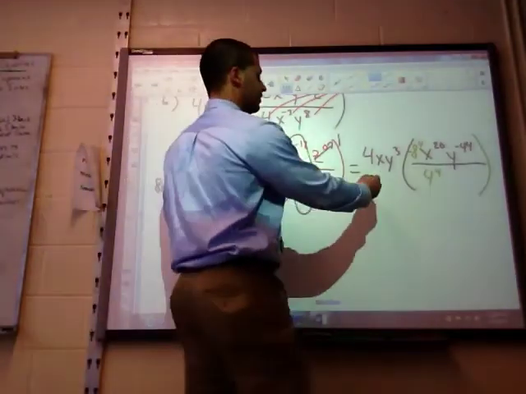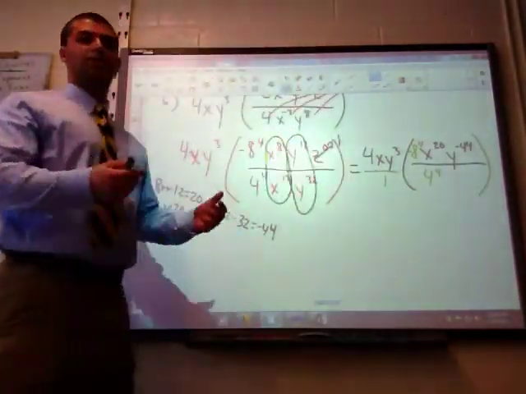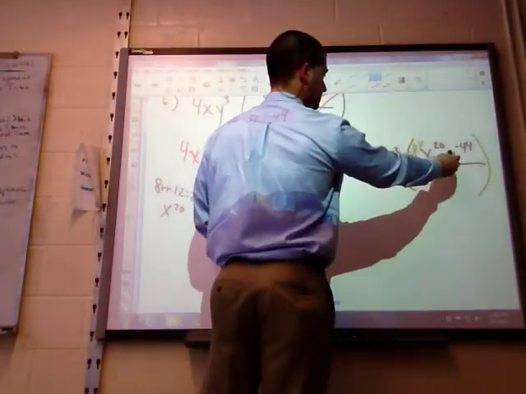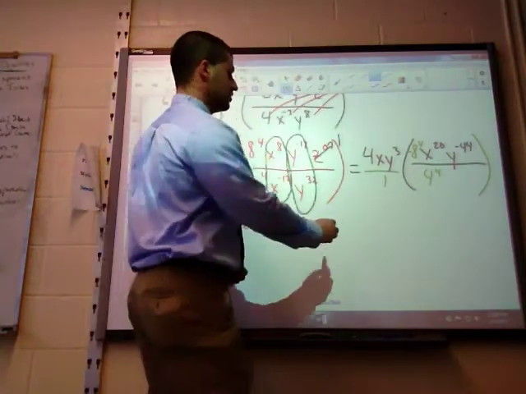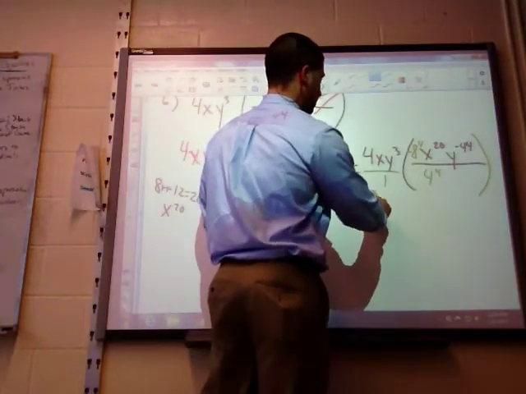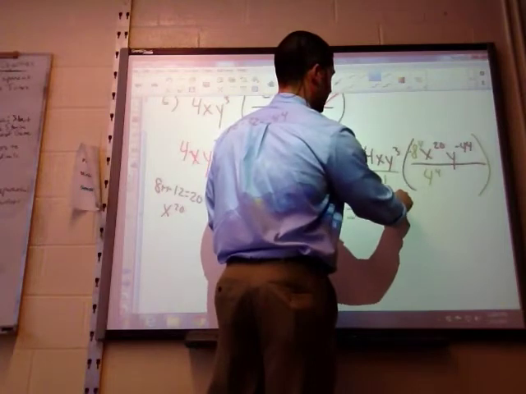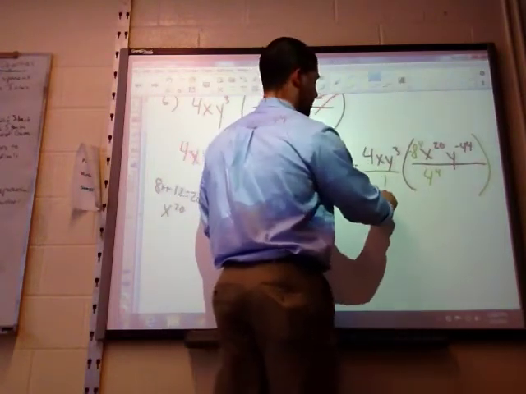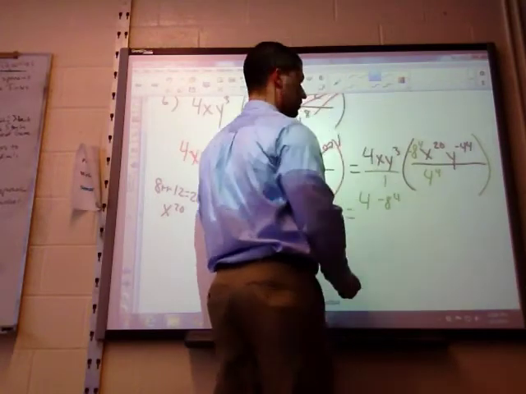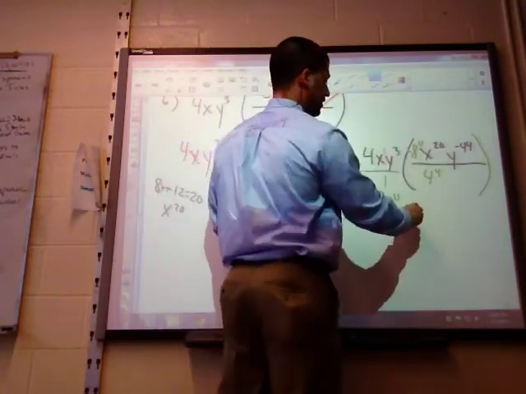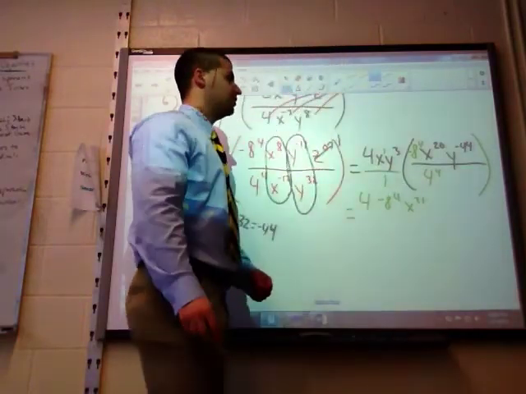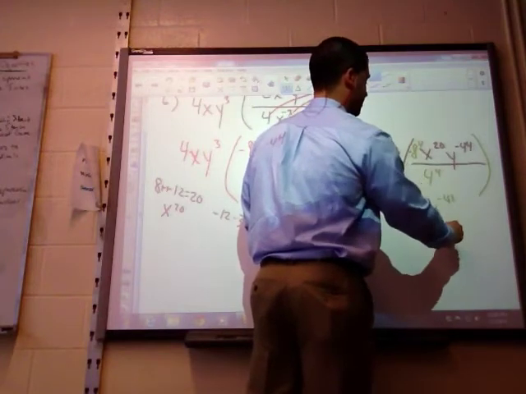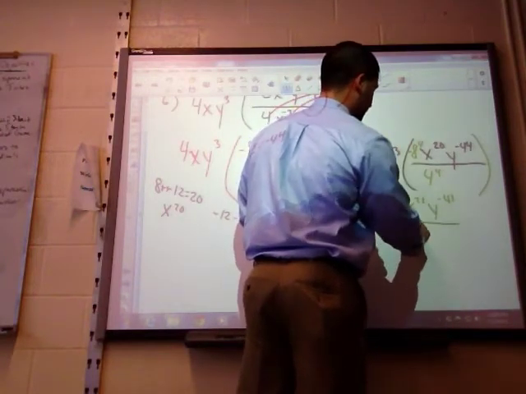So now we're dealing with two things being multiplied. Product rule, right? Multiply this by this, combine their like terms, so that's 4 times negative 8 to the 4th, x to the 1st times x to the 20th is x to the 21st, remember the product rule. y to the 3rd times y to the negative 44th is y to the negative 41st. And on the bottom, we're still left with the 4 to the 4th power.